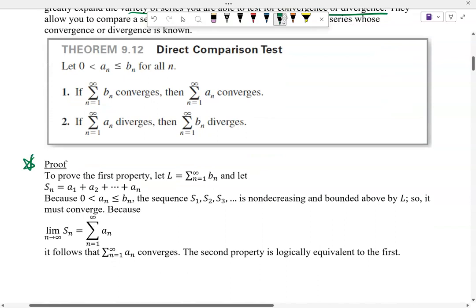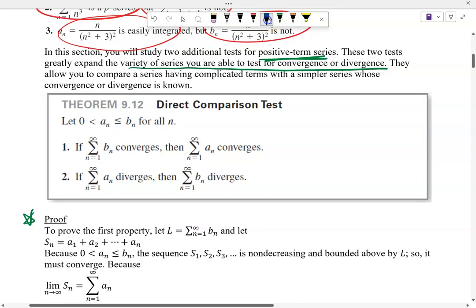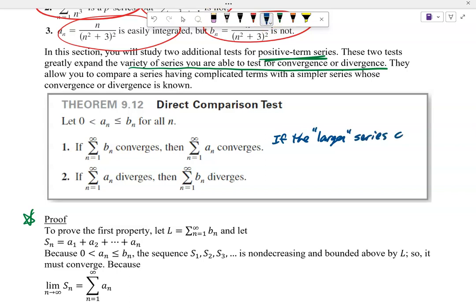If you want to read through the proof, you're welcome to. I'm not going to go through that, but what this direct comparison test will do for us is, with the given a sub n as our given series, if the b sub n, which is larger, converges, and maybe you want to write this, if the larger series converges, okay, the terms of b sub n are all larger than a sub n, then the smaller series must also converge. Okay, so that's the number one.